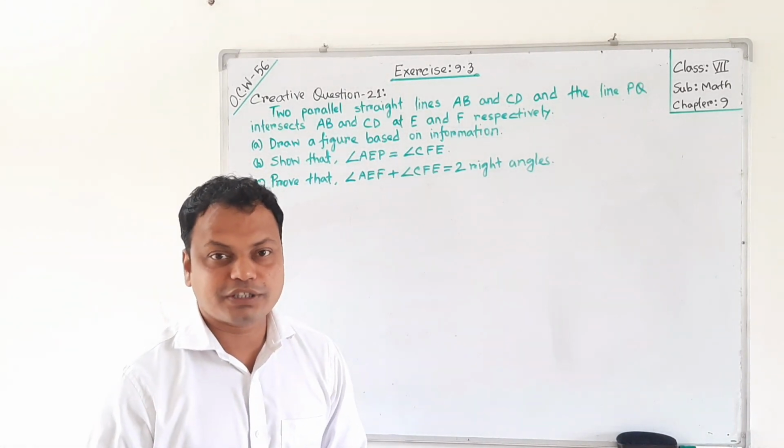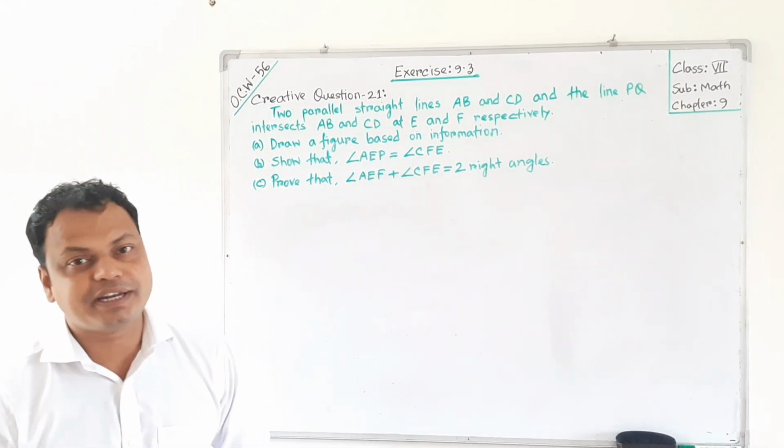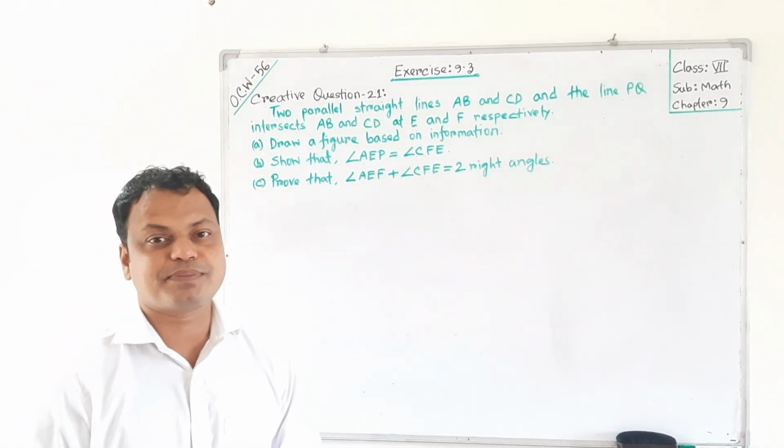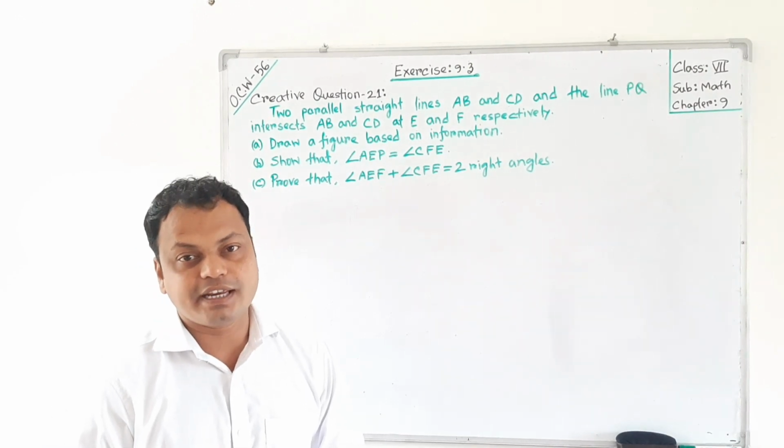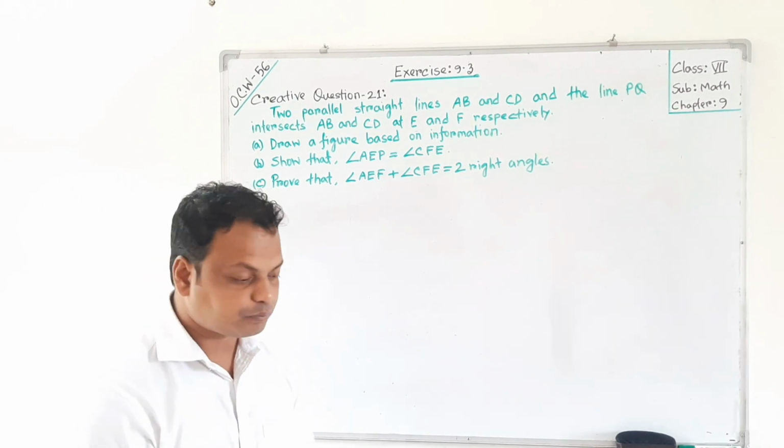All of you have got the question? And what do you think? Is it tough? No. It's a very easy creative question. You have solved these types of creative questions in chapter 8, parallel straight lines. So let's start the A number question.